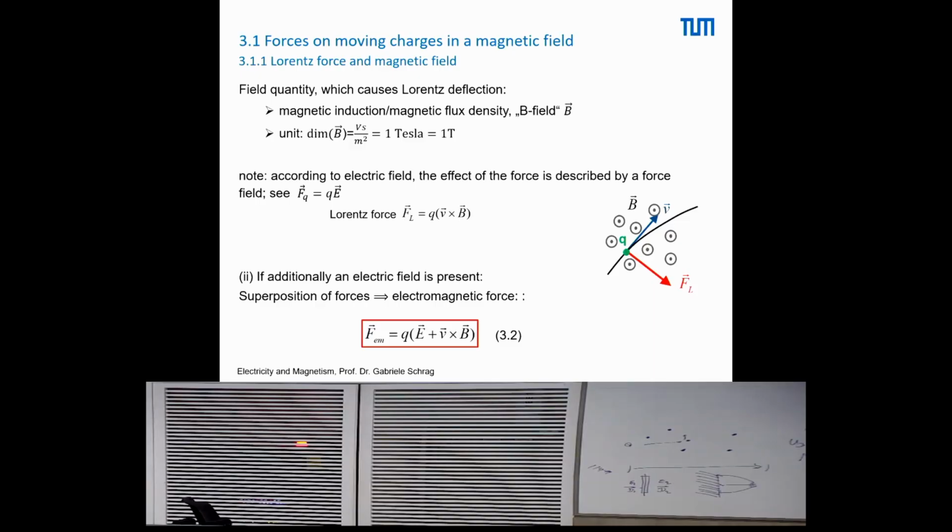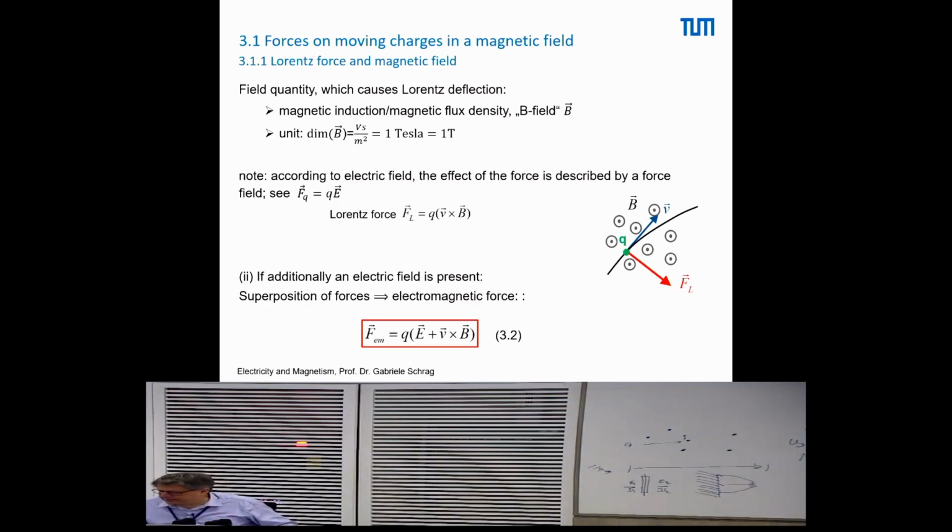Sometimes you might also find in literature that they call the whole thing here Lorentz force, and they say this is the first and the second part of the Lorentz force. But we shall call here the Lorentz force the second part here, so that depends on the magnetic field.